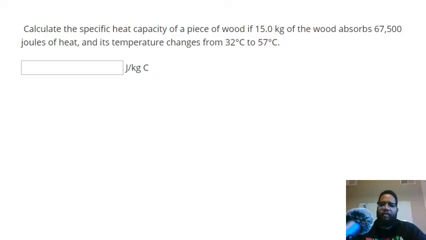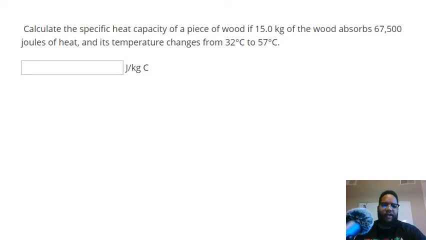15 kilograms of the wood absorbs 67,500 joules of heat, and its temperature changes from 32 degrees Celsius to 57 degrees Celsius. All right, now as we look through this question, we're going to notice that we have some units, and that's going to help us know what to put in the equation.